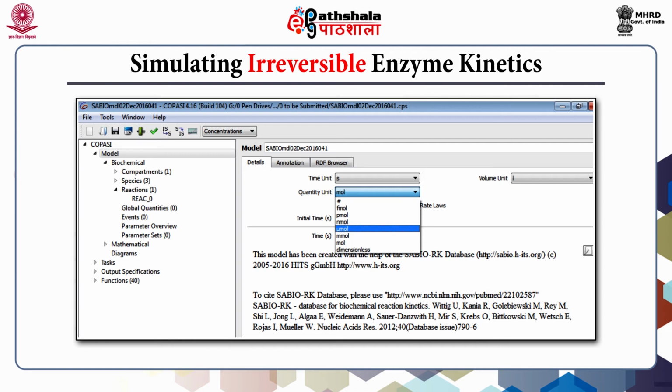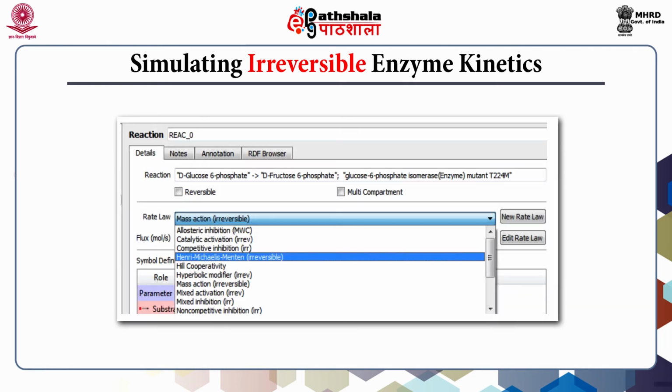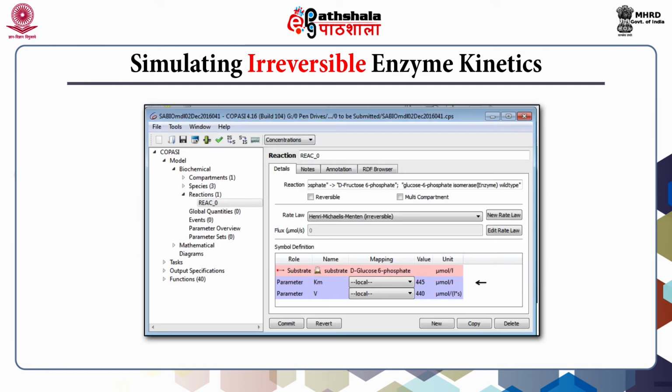Now click on React_1 in the navigation tree panel. In the working panel, uncheck the reversible checkbox and select Henri-Michaelis-Menten irreversible in the rate law drop-down list. This will display the working panel. Click the commit button on the left bottom corner of the working panel. This will change the Km and the Vmax to 0.1 by default.